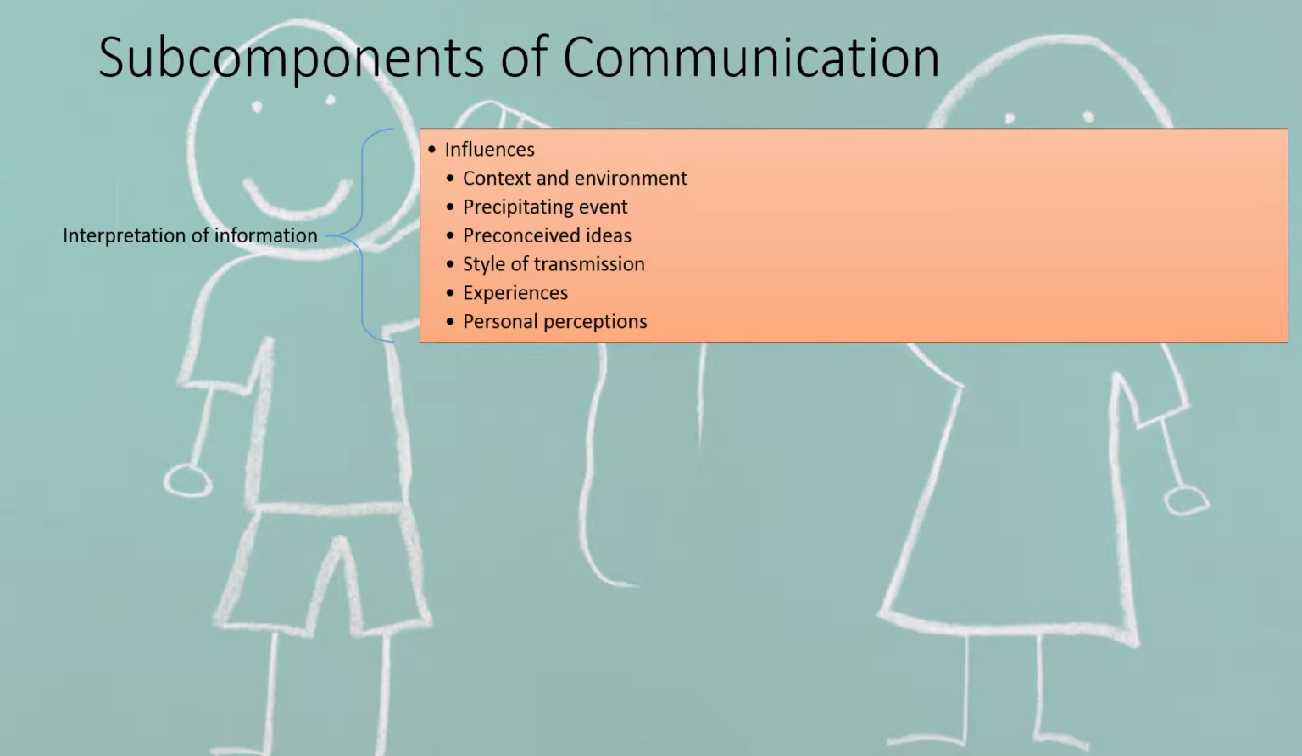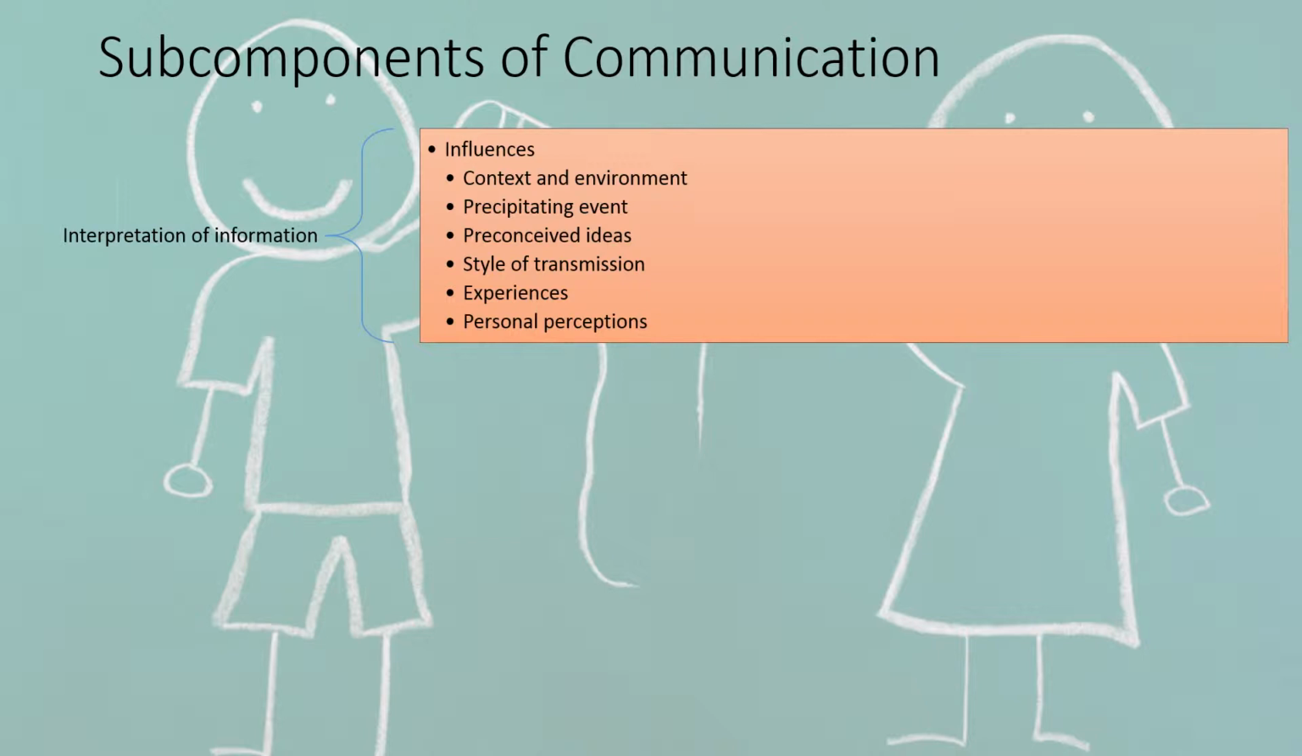Another influence is precipitating event. This refers specifically to the event or the situation. Another influence is preconceived ideas. These are ideas, conceptions, opinions, or thoughts the receiver has already developed before the communication. Then another influence is style of transmission. This is the manner in which the message is conveyed. Verbal and nonverbal styles may be used.